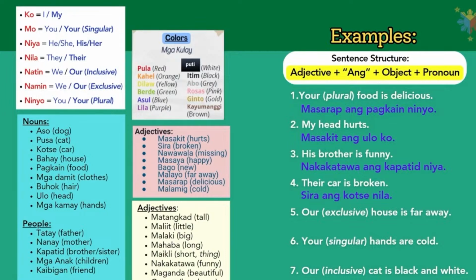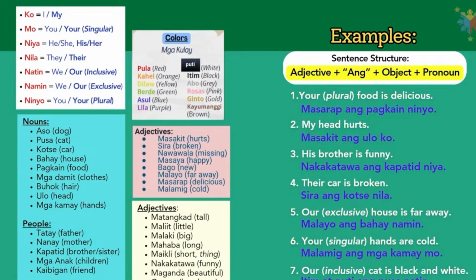Number 5, our exclusive house is far away. Malayo ang bahay namin. Number 6, your singular hands are cold. Malamig ang mga kamay mo. And lastly, number 7, our inclusive cat is black and white. Itim at puti ang pusa natin.